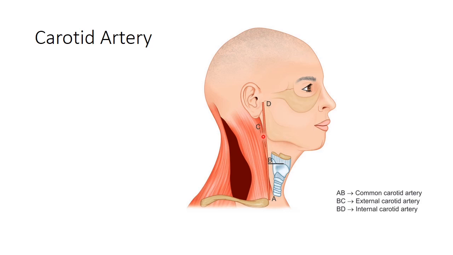Then we have the external carotid. For the external carotid, one point is at the upper border of the thyroid cartilage along with the anterior border of the sternocleidomastoid, right, and another point between the mastoid process and the angle of the mandible, right, and we just join these two. So this is our external carotid artery.